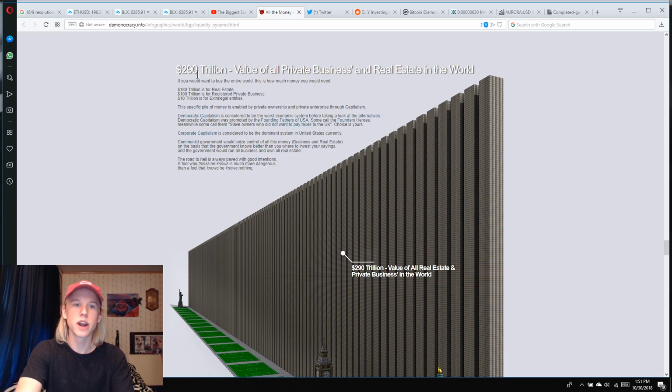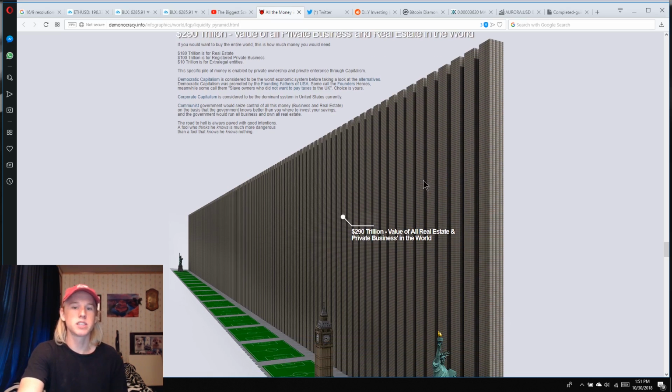So, $290 trillion is the value of all private business and real estate in the world. Now, this is going to be something monumental for pushing towards cryptocurrency, and it's something you're already starting to see with a lot of different cryptos. We've had the problem of transacting real estate value between one another. There's a lot of different technicalities and paperwork that goes into attaining, buying, and selling land, and it's just this really complicated mess that takes a lot of time.